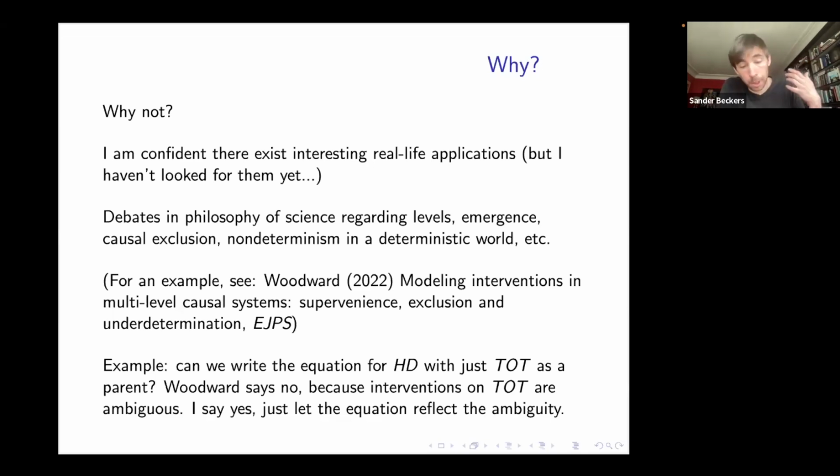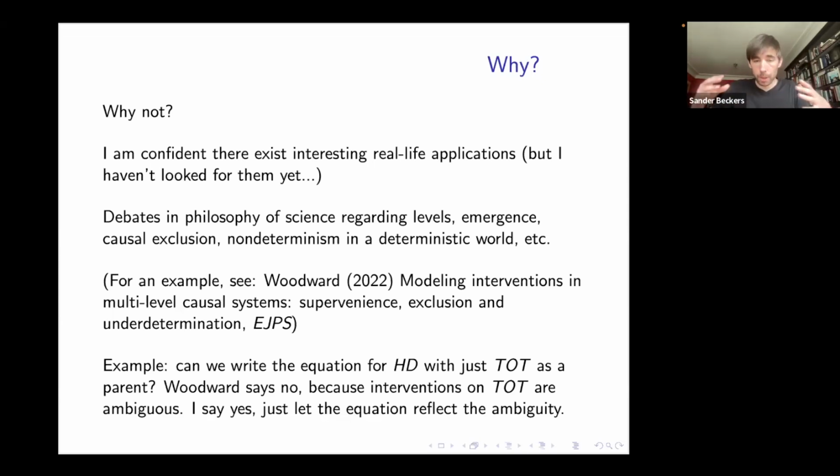Now, I'm also a philosopher, and I'm definitely convinced that this will be useful for lots of debates in philosophy of science regarding different levels and whether some level emerges from another, and the debates regarding causal exclusion, etc. And if you want to see an example of what I mean, well, Woodward, who's arguably the most important philosopher of science talking about causation, has recently written a paper in which he makes use of all the technical developments within causal abstraction to make arguments regarding these philosophical issues. And I'd say that this new perspective allows even more contributions in that regard.